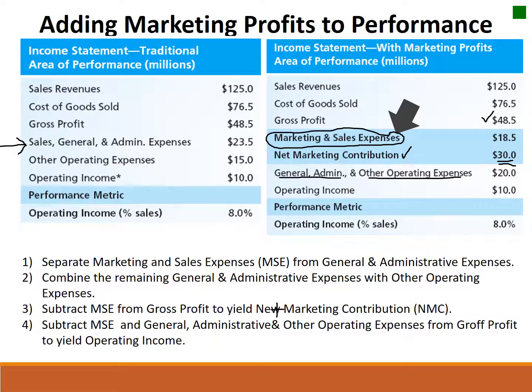Then finally, we want to subtract the MSE and the general administrative and other expenses from gross profit in order to yield our operating income. So we take our MSE, we take general administrative away from the gross profit, and we end up having our operating income right there. That's how we incorporate this. In this one step, we calculated net marketing contribution, and we also separated out the marketing and sales expenses from the other expenses to make it all work properly.